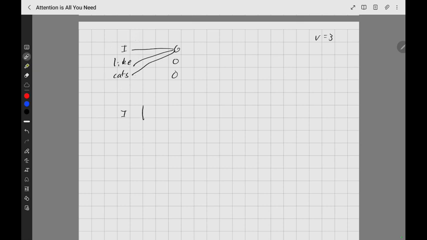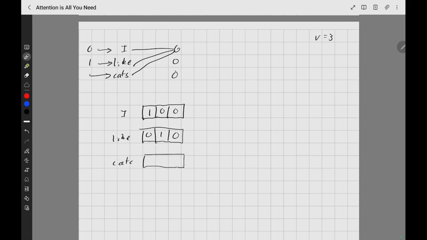You represent this as a vector, where the index represents the word in the order of the vocab. In this case, that would be index 0, index 1, and index 2, and then you would put a 1 there. So this vector would be 1, 0, 0, and then like would be represented as 0, 1, 0, and then cats would be 0, 0, 1.